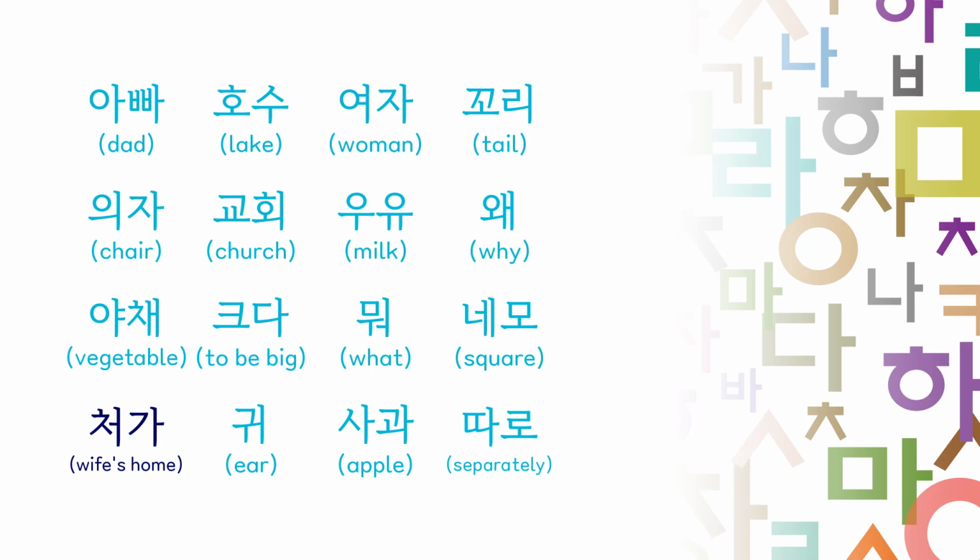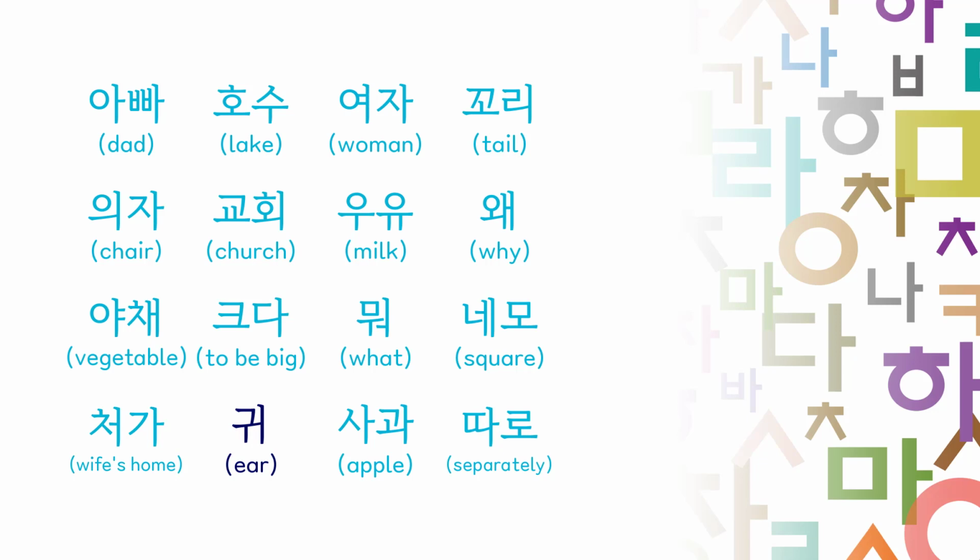The next word is 처가, 처가. And this means wife's home, as in the wife's side of the family. In the first syllable, we have 치읓 with the vowel 어. So it's 처. And in the second syllable, we have 기역 with a vowel 아. So it's 가. So this is 처가. And again, 기역 becomes a voiced G sound as it comes after the vowel sound. So this is 처가.